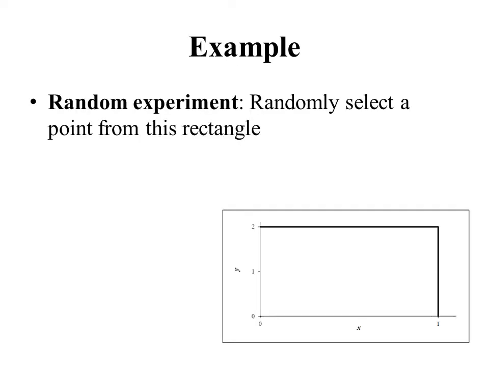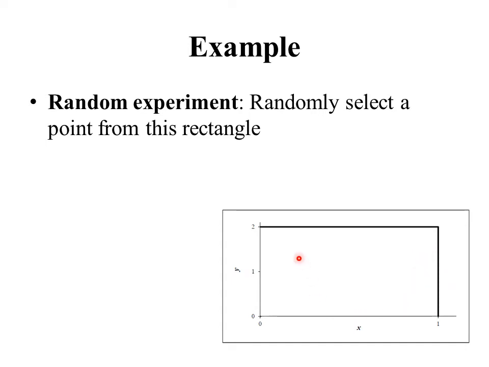Now, some random experiments involve more than one random variable. So as an example, let's suppose we randomly select a point from this rectangle down here. So this rectangle here is drawn on the xy plane. So the x values here go from 0 to 1. The y values go from 0 to 2. Notice that our rectangle here isn't to scale, but that's not a big deal.